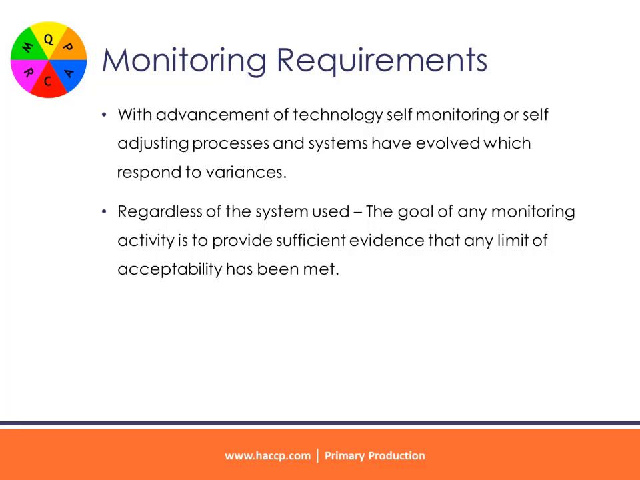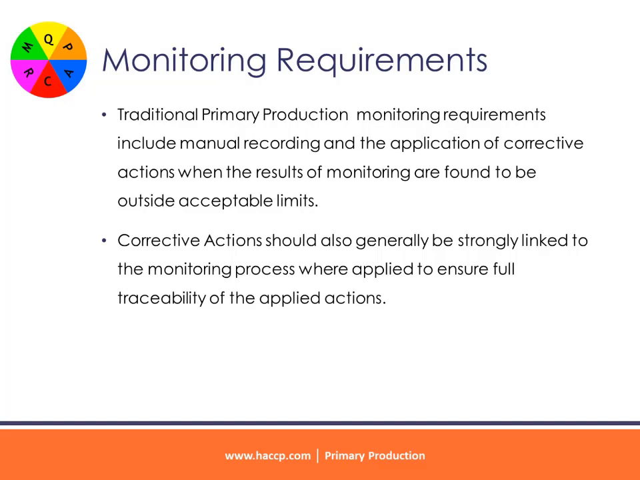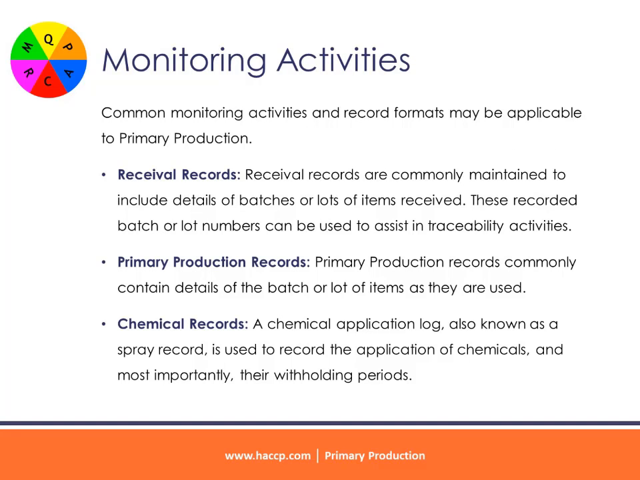The goal of any monitoring activity is to provide sufficient evidence that any limit of acceptability has been met. Traditional primary production monitoring requirements include manual recording and the application of corrective actions when the results of monitoring are found to be outside acceptable limits. Corrective actions should also generally be strongly linked to the monitoring process where applied to ensure full traceability of the applied actions. Common monitoring activities and record formats may be applicable to primary production.